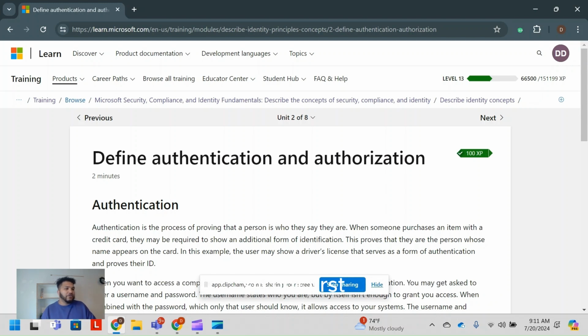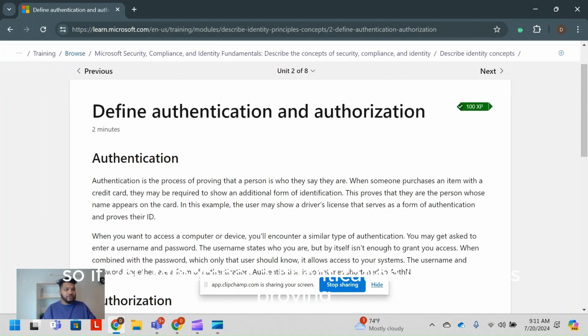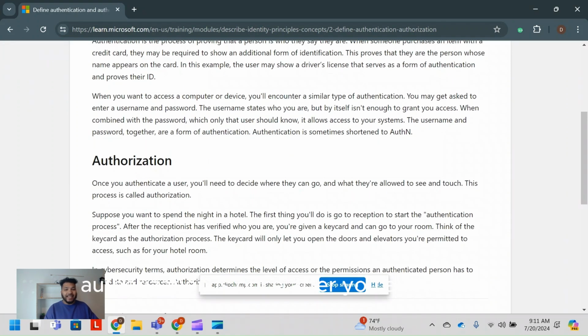First, we want to understand what authentication and authorization is. If you remember, authentication is the process of proving that a person is who they say they are. When someone purchases an item with their credit card, they may be required to show their ID. That's authentication. Authorization is, once you authenticate, you need to decide where a person can go. What are you authorized to do as your identity? A lot of organizations will tell you, hey, you can do this with your user identity, but as an admin, you can do something else. That's authorization.